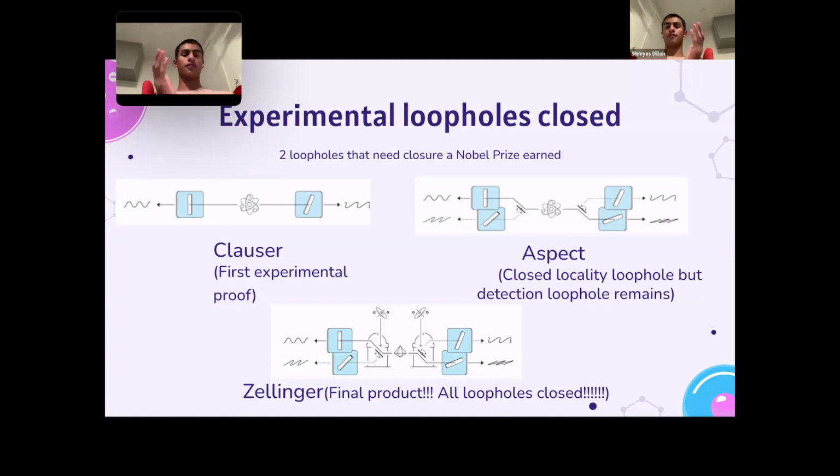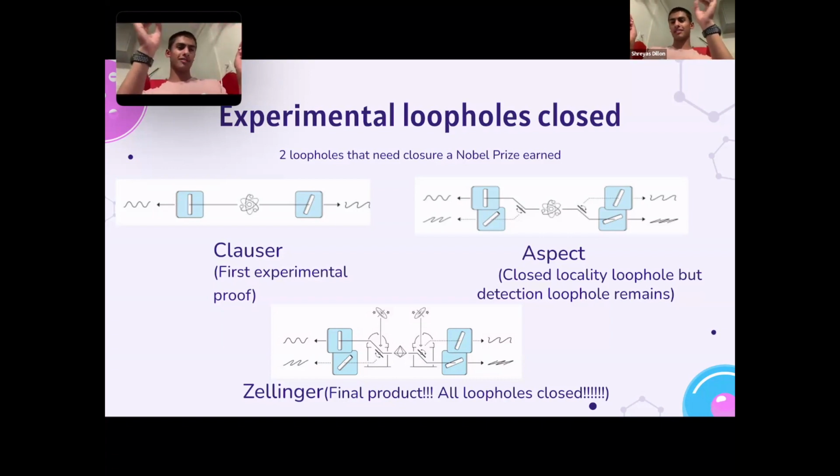Now the first loophole was the locality loophole. This loophole was based around the fact that the detector angles were chosen before the particles were released. So because of relativistic causality, which I might be explaining pretty poorly.